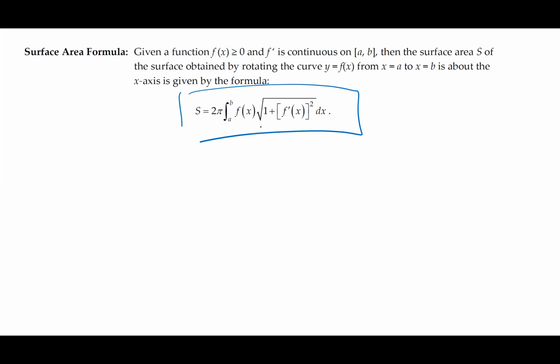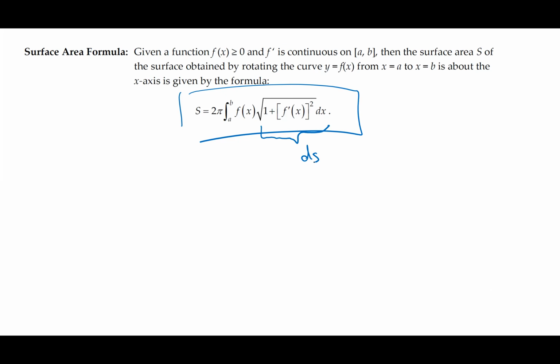Sometimes this piece here is called ds, right? If you think about moving along the arc, that's a ds. And so there we have this formula. Now, what I have not done is consider the case where our axis of revolution is vertical, and so you would have 2 pi f of y square root 1 plus f prime of y squared dy. But either way, it's the same idea here.